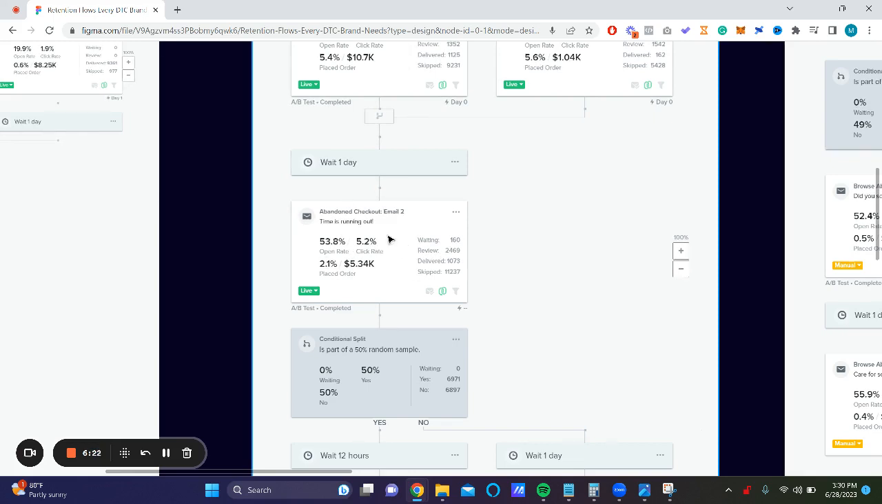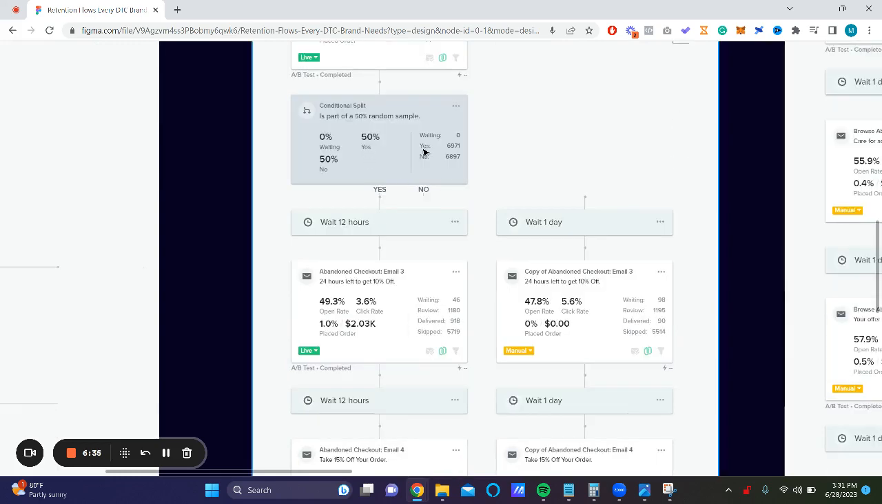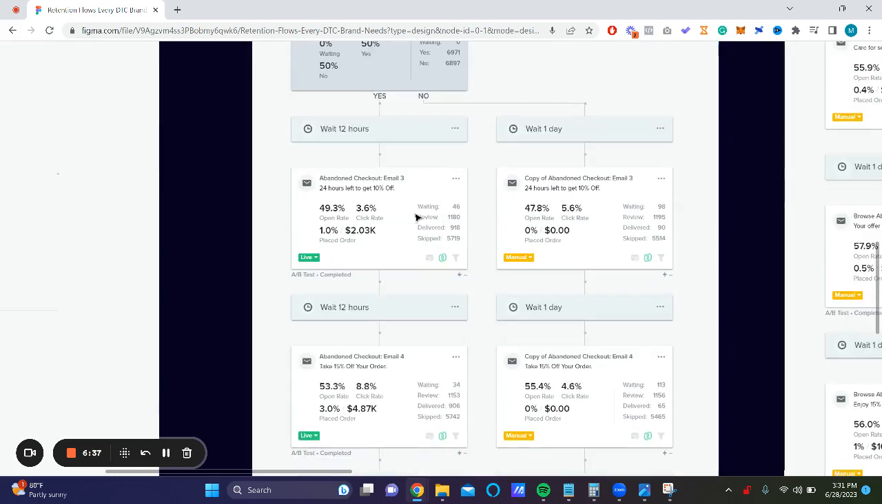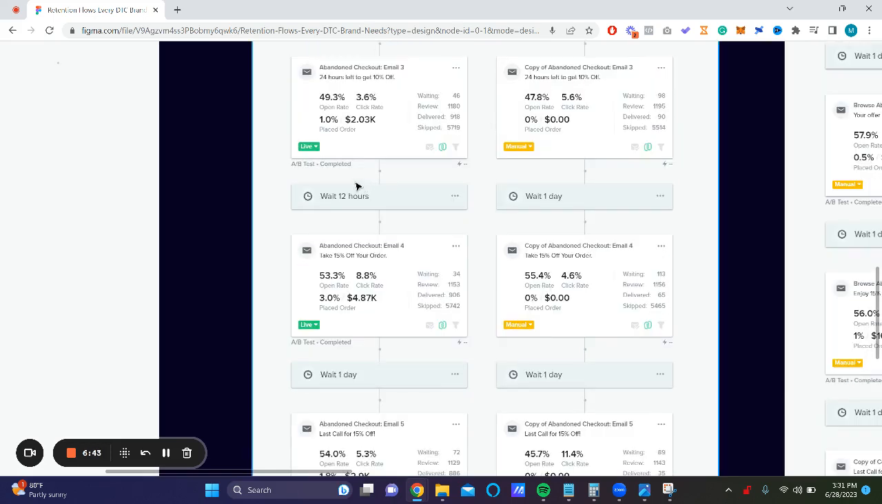So this one could either be another reminder, basically just a reminder plus urgency, time's running out, your card is expiring, etc. Or you could give your lower offer of 10% off or whatever you choose to use. All right. And then following up here, so right here, we tested the time delay, 12 hours versus 1 day, etc. Definitely worth testing out as well.